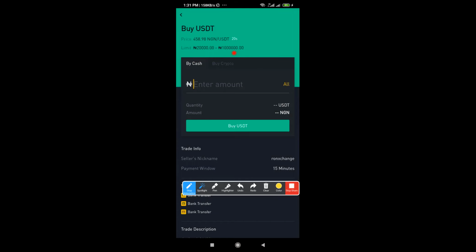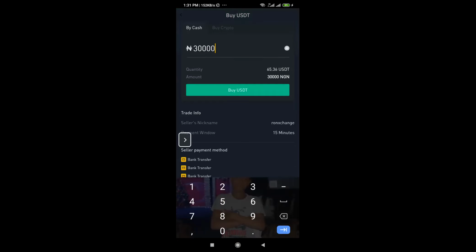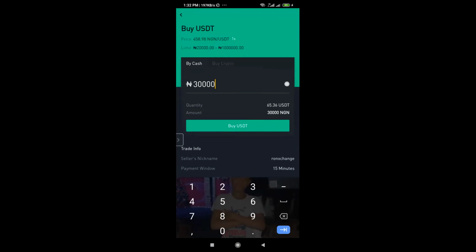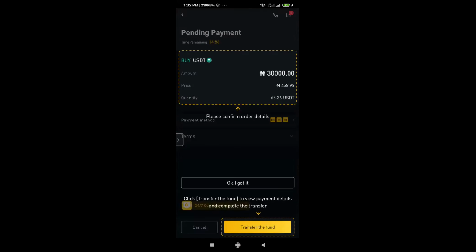So if I wanted to buy 30K worth from him, I just come here and put 30K. You can see that it's already telling me minimum is 20K. I put 30 and then I click on buy USDT. When I click on buy USDT, he will be alerted. Now, this platform is permissionless because he's not holding the money per se. Alright, he's going to be alerted now.